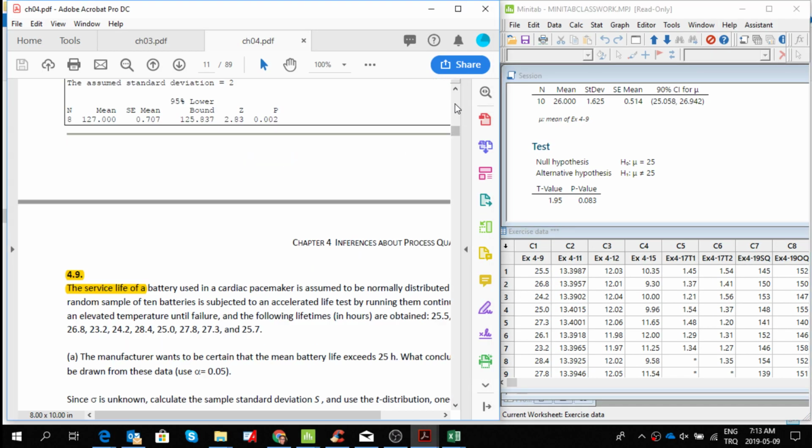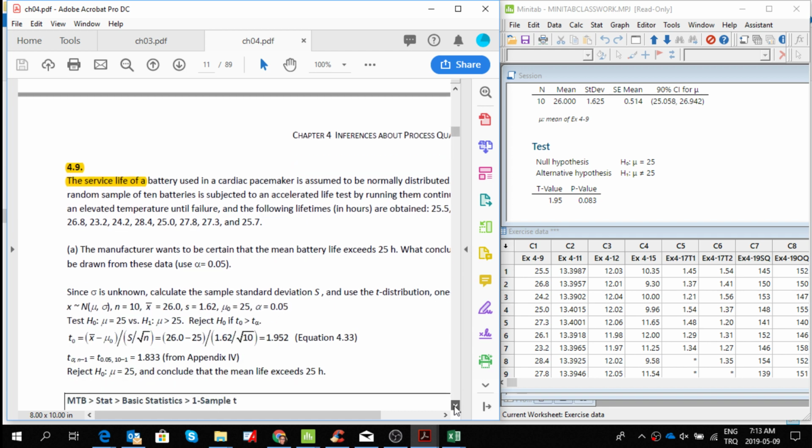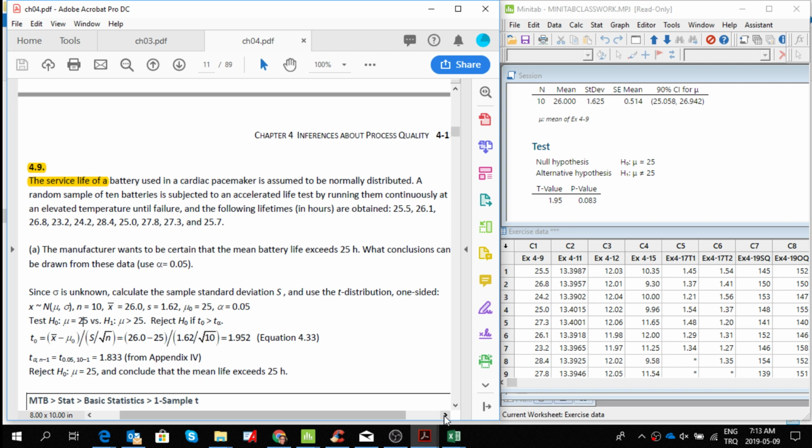Next example we are going to consider is this example. Let me read the example. The service life of a battery used in a cardiac pacemaker is assumed to be normally distributed. A random sample of 10 batteries is subjected to an accelerated life test by running them continuously at an elevated temperature until failure. And the following lifetimes in hours are obtained, 25.5, etc. So this data set can be seen in this list as well, in the first column.